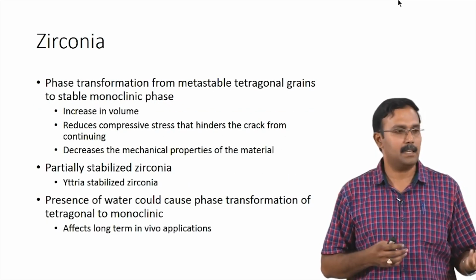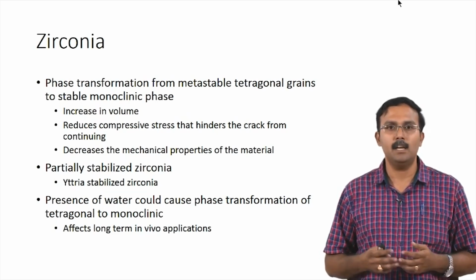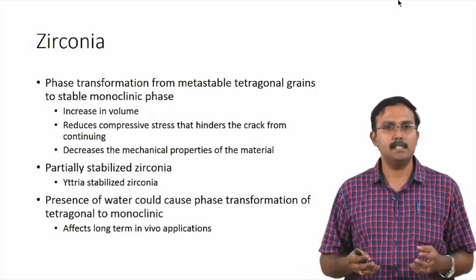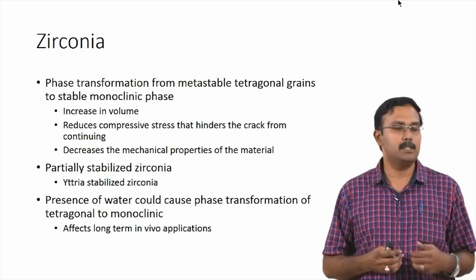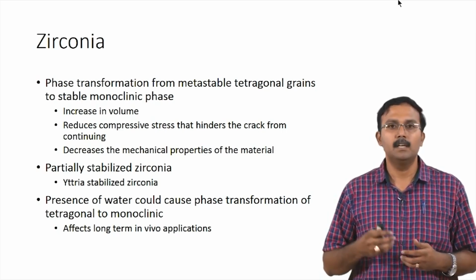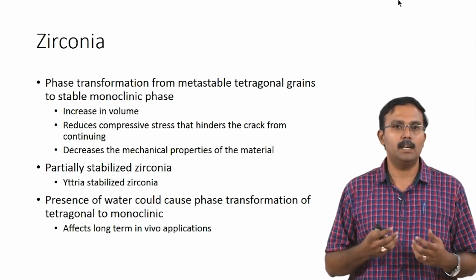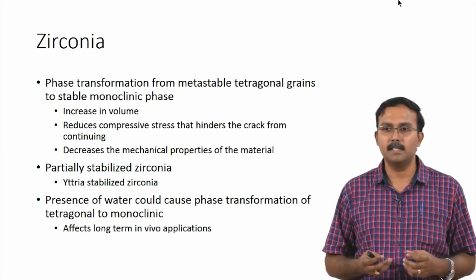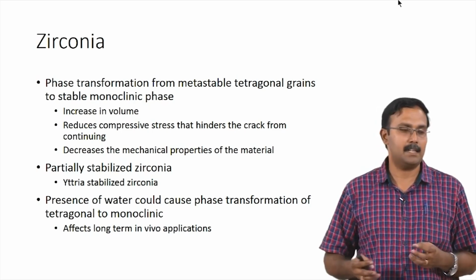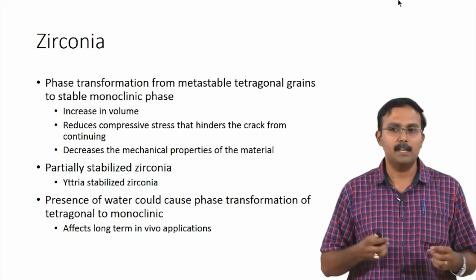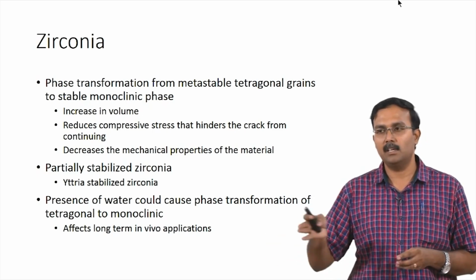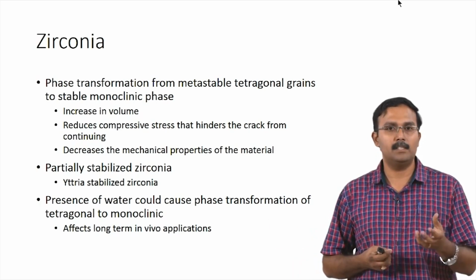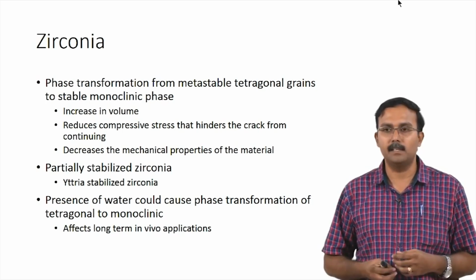Phase transition can be done from metastable tetragonal grains to form a stable monoclinic phase. This causes an increase in volume and a reduction in compressive stress, which actually hinders the crack from continuing. So, this provides its fracture toughness. So, when you have this phase transition, whatever crack is actually formed does not progress. So, only when the crack progresses, it is going to cause bigger failures. But this also decreases the mechanical strength of the material.